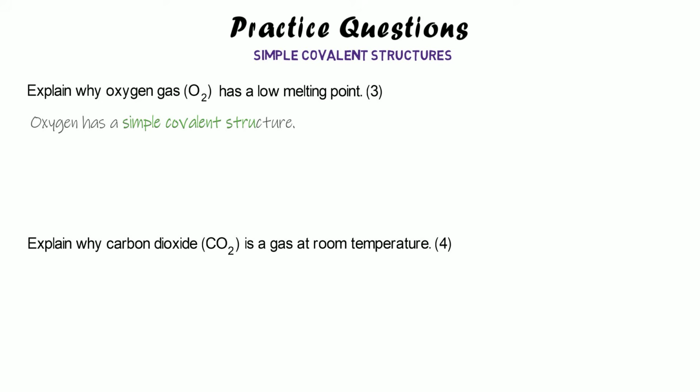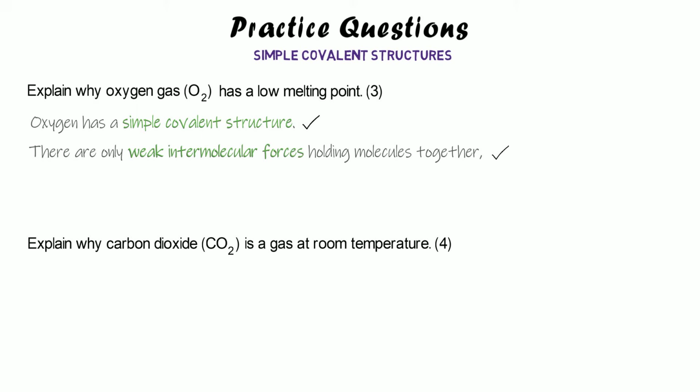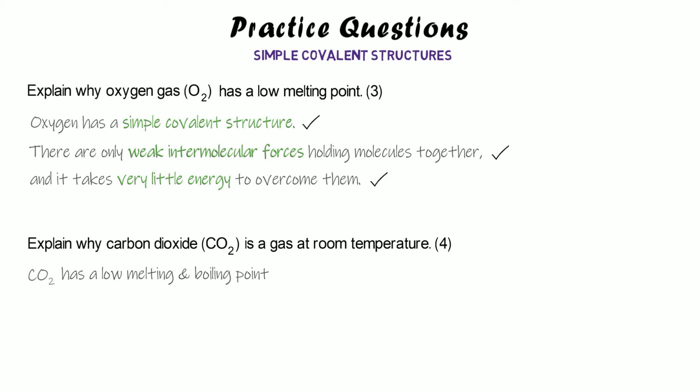So oxygen has a simple covalent structure. We know it's covalent because it only contains non-metals. That means there are only weak intermolecular forces holding the oxygen molecules together. Because the intermolecular forces are weak, it takes very little energy to overcome them and break them, which is what you need to be able to do when you're melting and boiling these compounds.